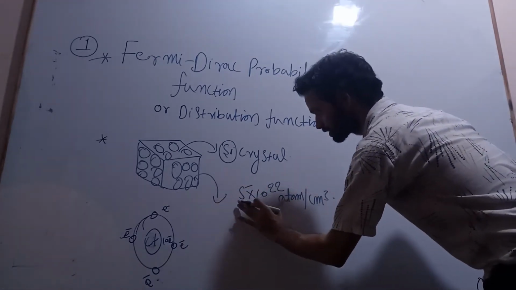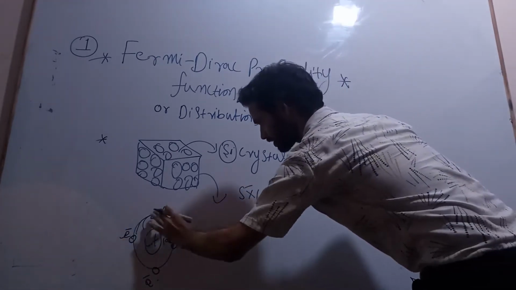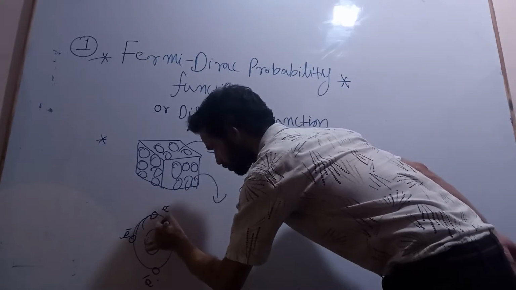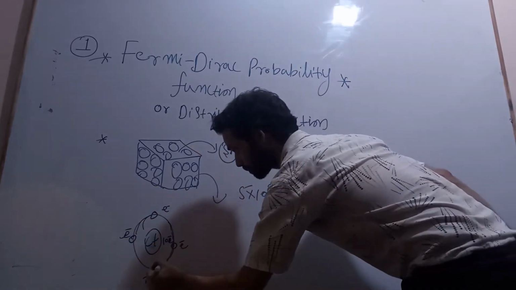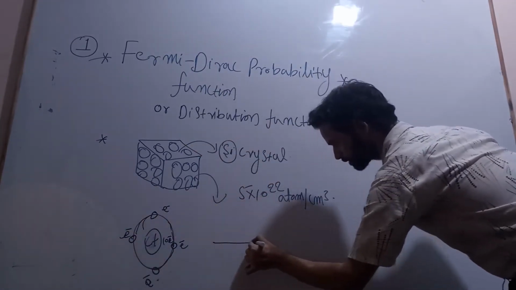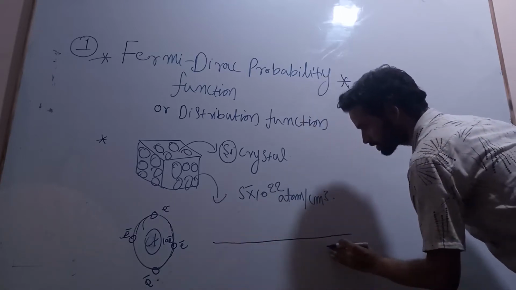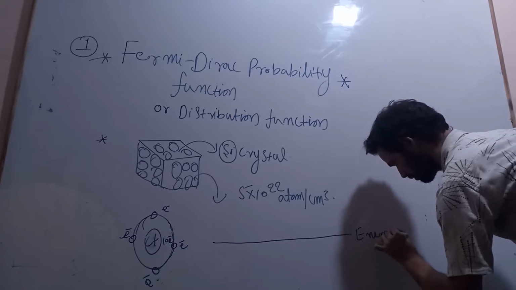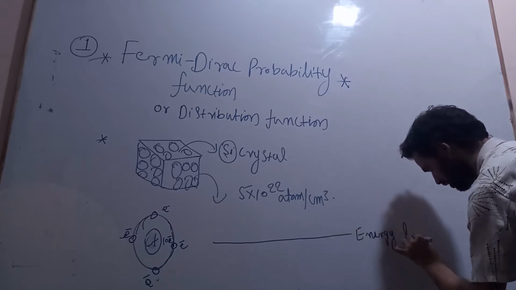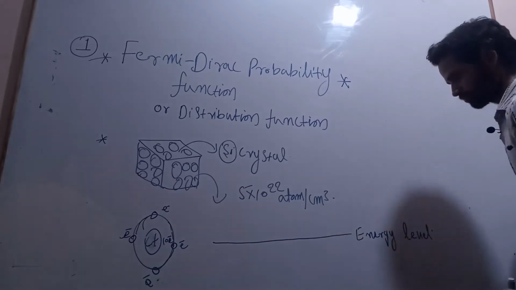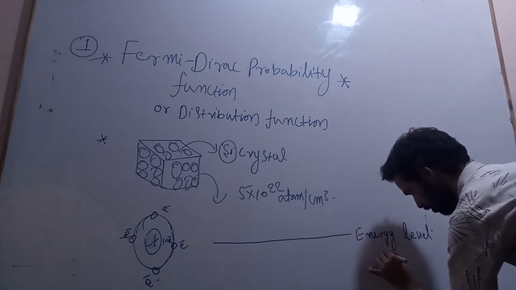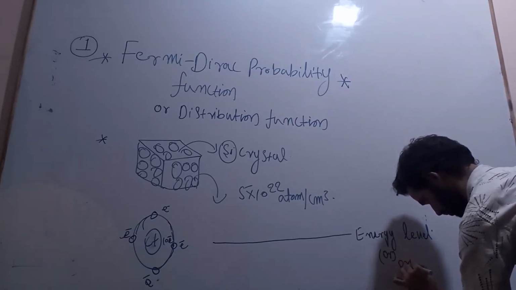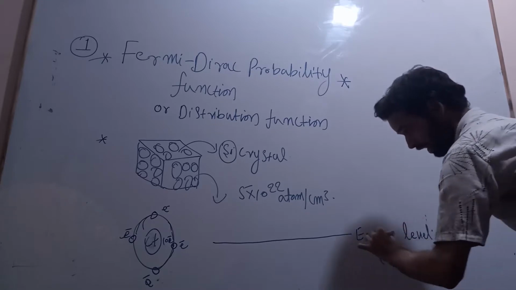So first of all, this many atoms are there. These are discrete energy levels. What is this? This is my orbit. Orbit means one energy level. This is my orbit or energy level.